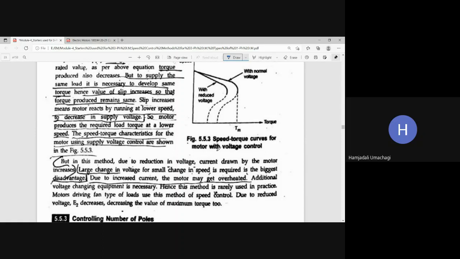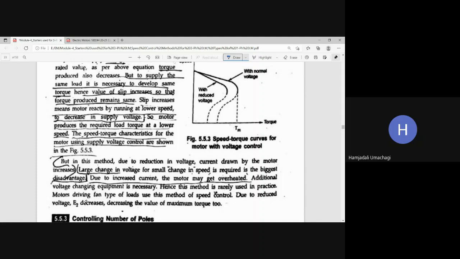Because of all these drawbacks, we are going to use it very rarely. Okay, hence this method is rarely used in practice. Where can we use such a speed controlling method, you can see here. Motors driving fan type of loads use this method of speed control. So whichever motors are going to drive loads such as fans, such motors are going to use this method of controlling the speed.